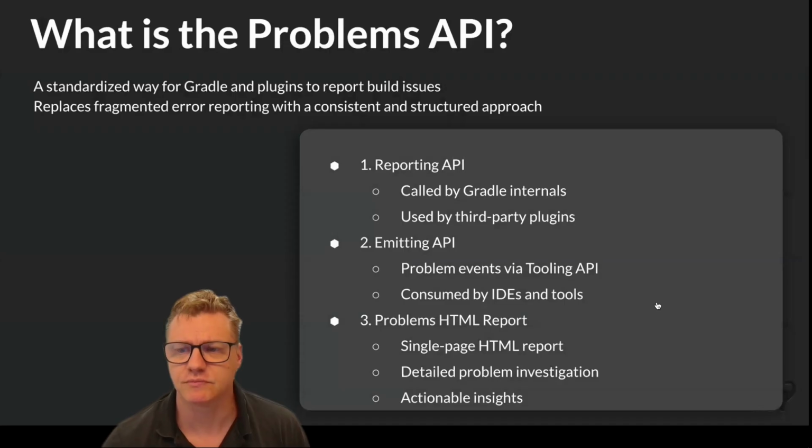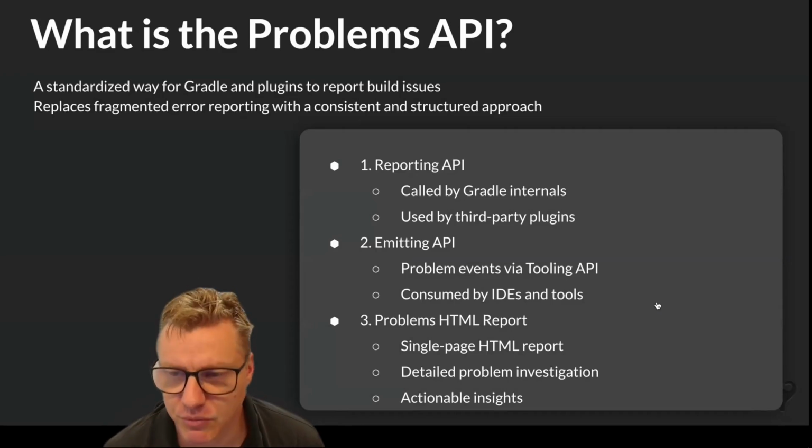At its core, the Problems API provides a standardized way for Gradle and its plugins to report issues encountered during the build process. This will replace fragmented error reporting with a consistent and structured approach.